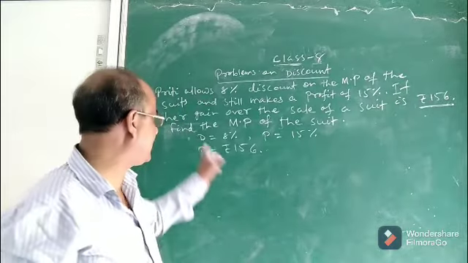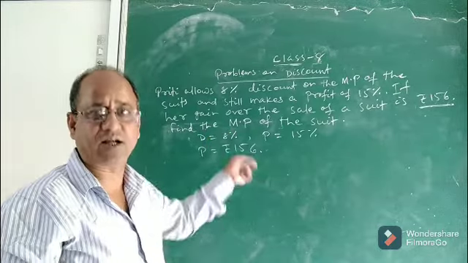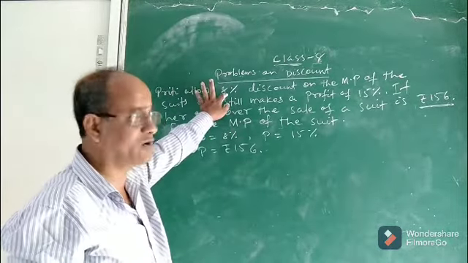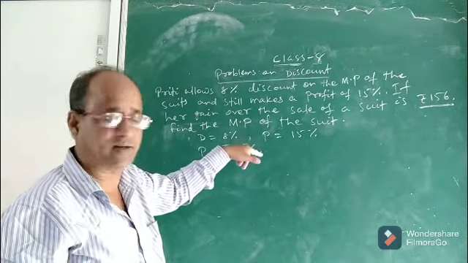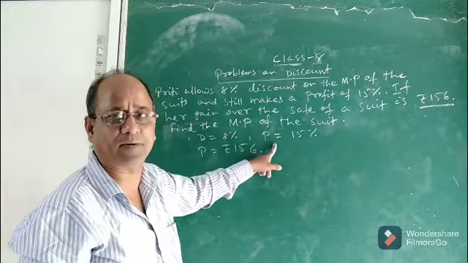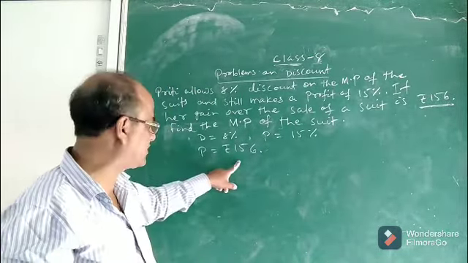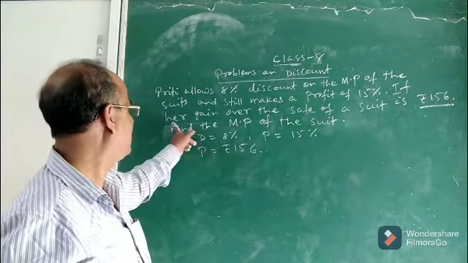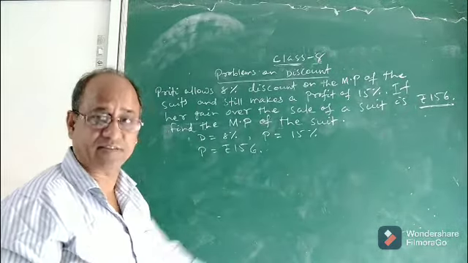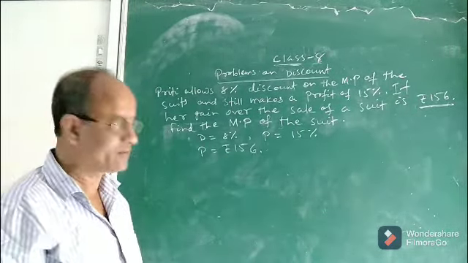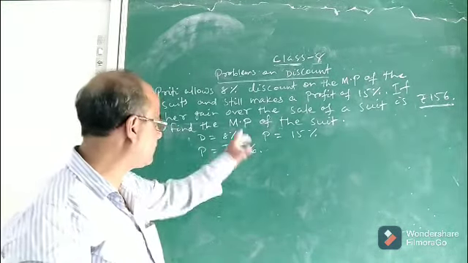Then what is the MP? Find the MP of the suit. At what price the suit is marked, that we have to find out. So here Preeti is allowing 8% discount. Even after giving 8% discount, she is earning a profit of 15%. Then the gain on each suit over the sale is 156. Then what is the price at which each suit is marked? We have to find out the marked price.